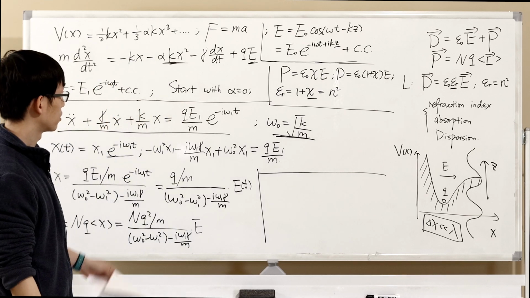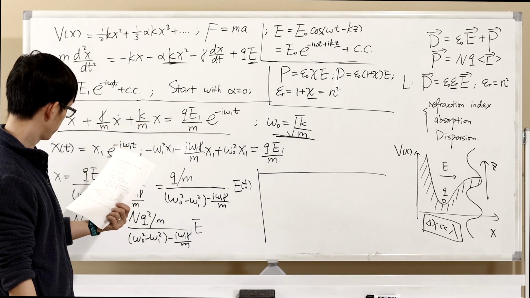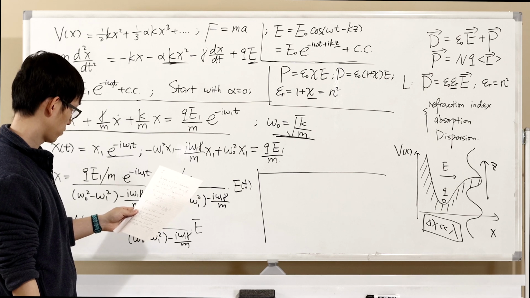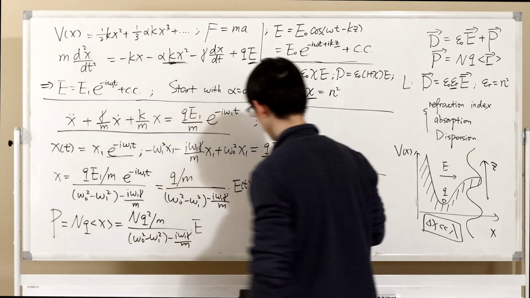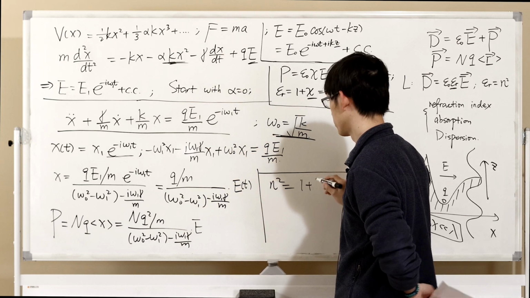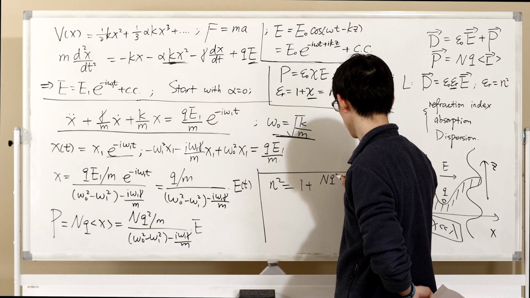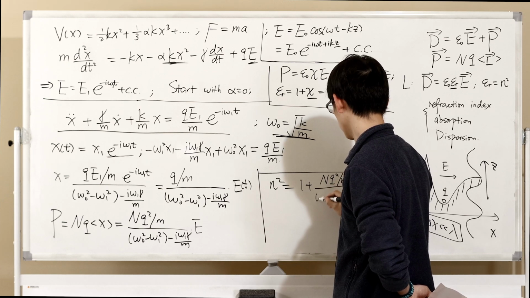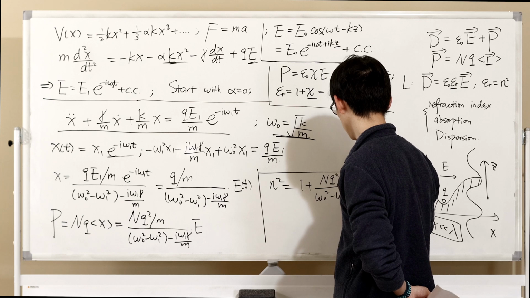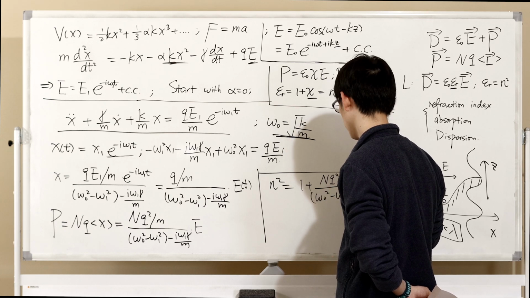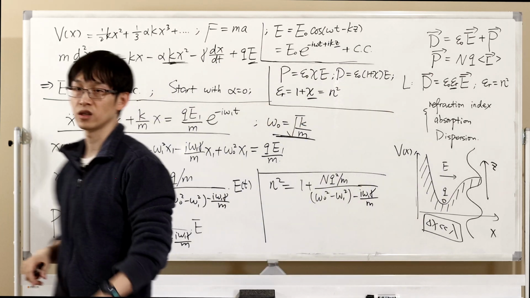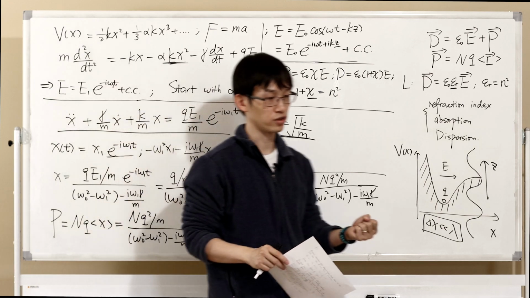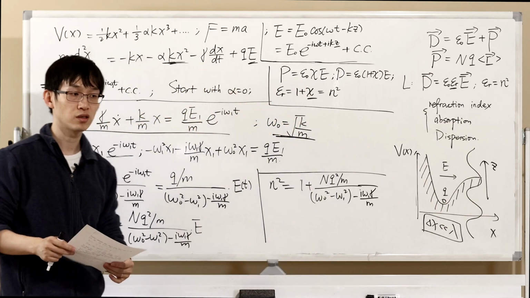Okay, let's write down the complete expression. N squared, the refraction index squared, equals 1 plus N Q squared over M, times 1 over omega naught squared minus omega 1 squared minus I omega 1 gamma, divided by epsilon naught. So this is your refraction index of the material in the classical model. Any questions at this point?